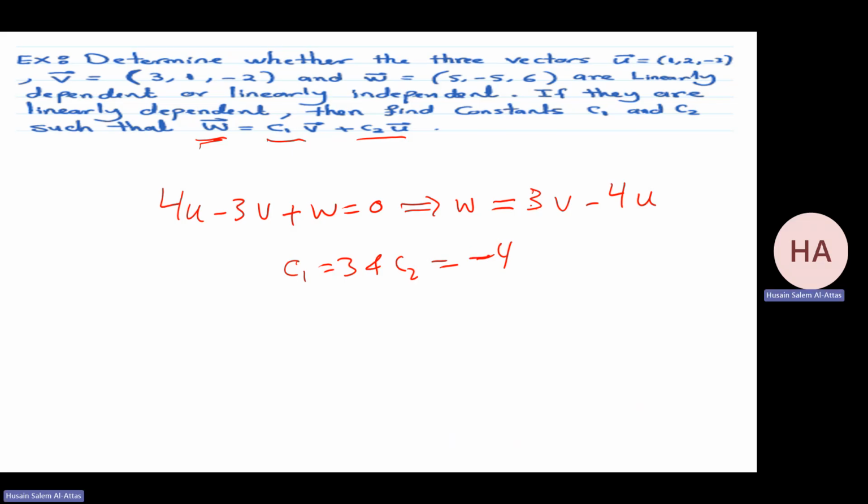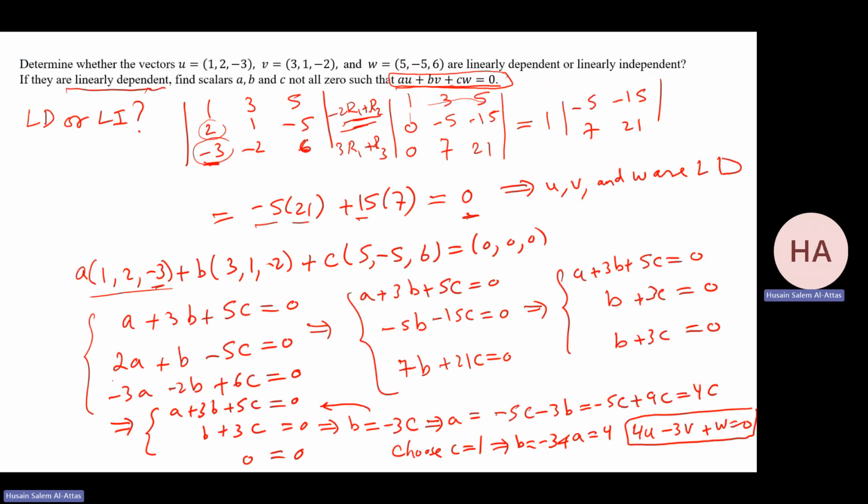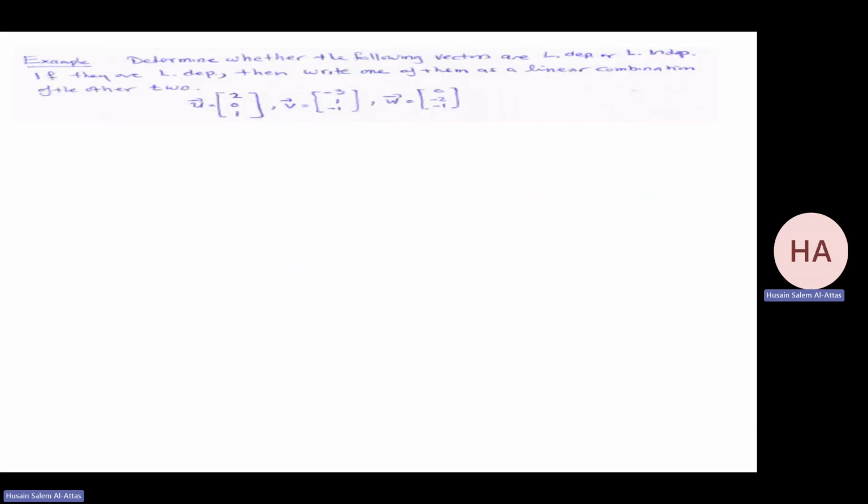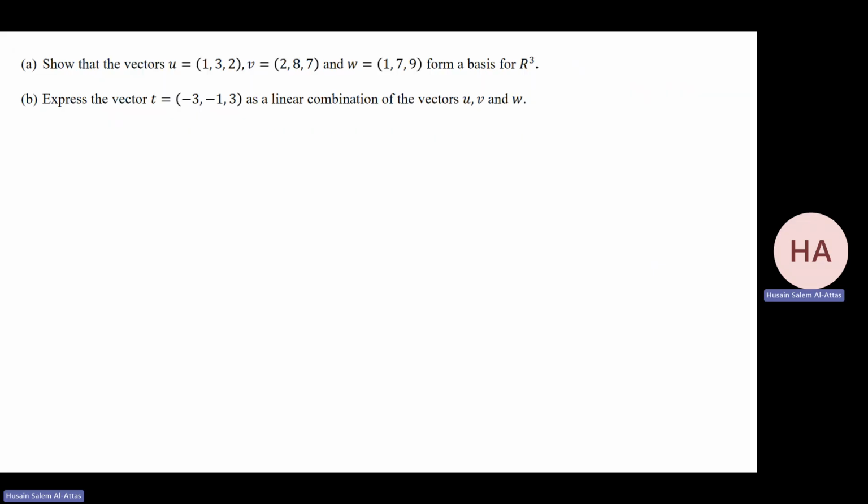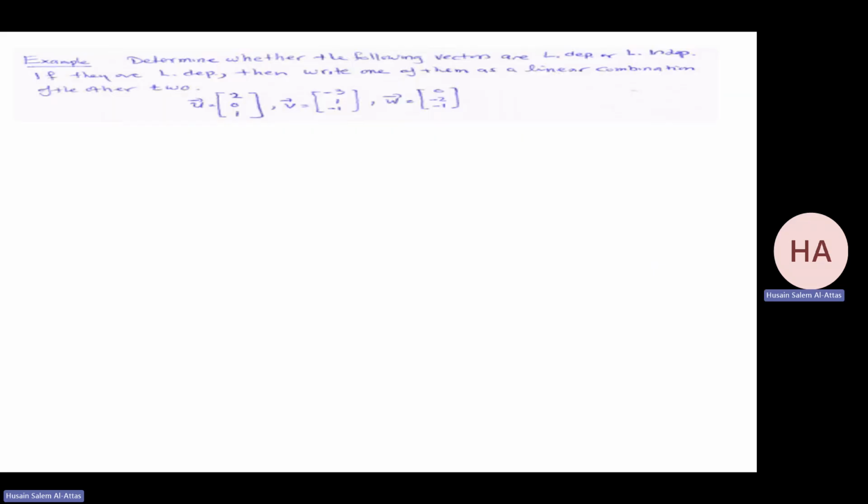So this is actually the same vectors. I meant it's the same vector, but now I want to go one more step where I write W in terms of the other. I just move these to the other side. Now this is another question. Determine whether the following vectors are linearly dependent or linearly independent. If they are linearly dependent, then write one of them as a linear combination of the others.